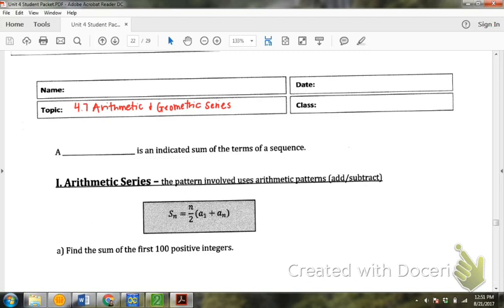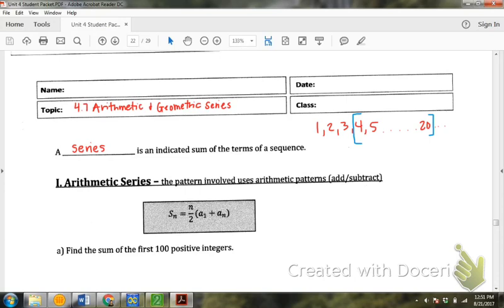Okay. A series is an indicated sum of the terms of a sequence. I'll explain what that is in just a second. So a series is an indicated sum of the terms of a sequence. So if I were to write the numbers 1, 2, 3, 4, 5, you don't need to write this down, yada, yada, yada, 20, 21, and I said, tell me what the sum is of the numbers between 4 and 20. Well, you could sit there and go 4 plus 5 plus 6 plus 7 all the way up to 20, and you could add them that way, right?